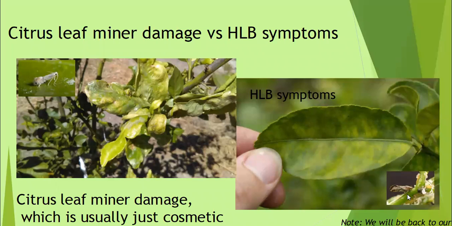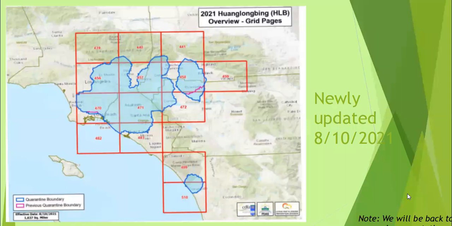This is just a real quick comparison. There's a citrus leaf miner who does cosmetic damage to your citrus leaves, and you can see what that looks like on the left. It's a bit different than the HLB symptoms that you see on the right. And this is an updated map showing the quarantine areas. You can go to cdfa.ca.gov, and they update that periodically.